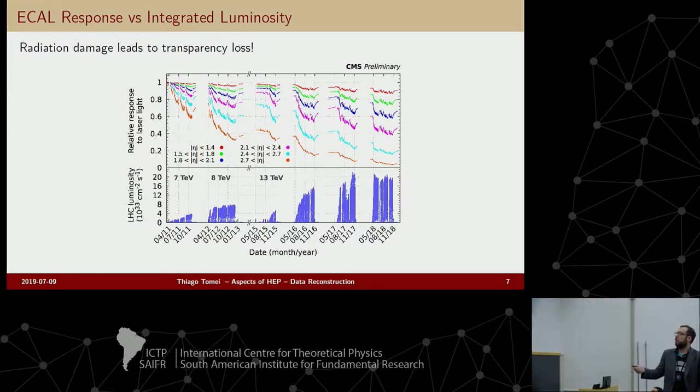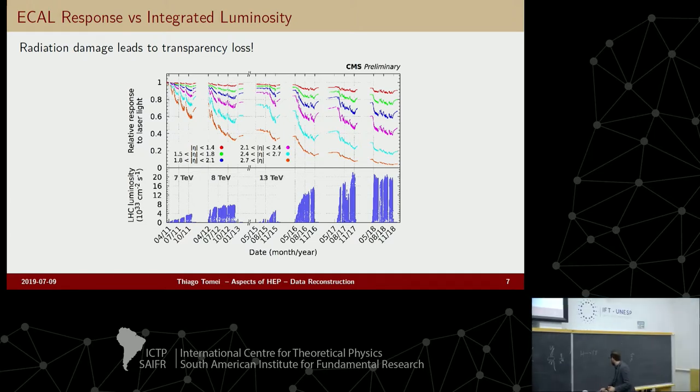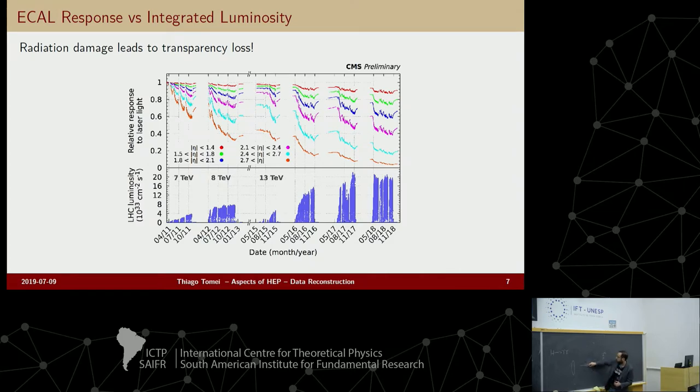It's worse on the end caps. It's worse for high rapidities. Why? Because when you have the collision, most of the collisions actually give just a very few particles in a very forward region. So these guys here are the ones that suffer the most.